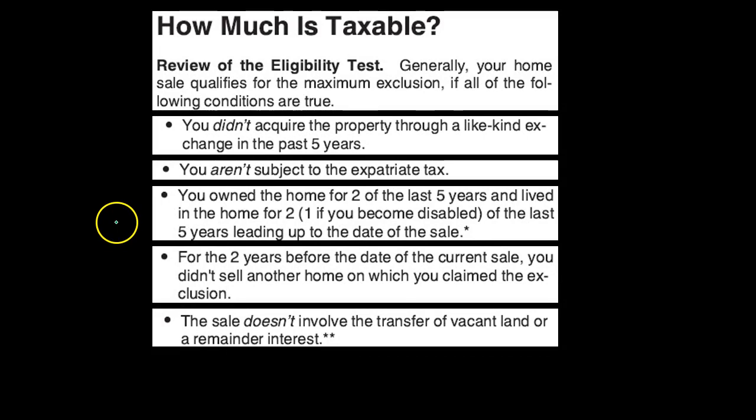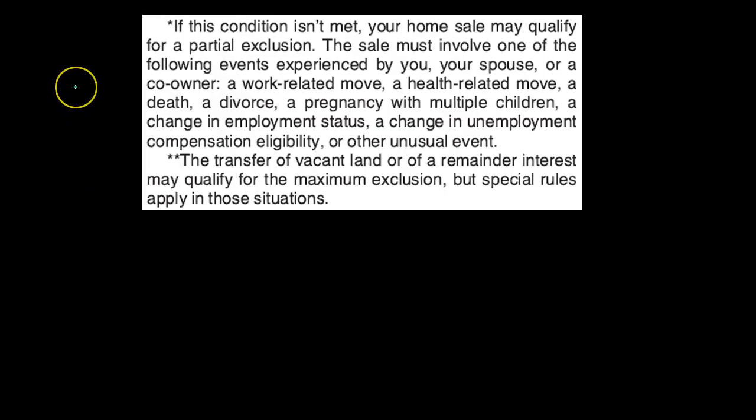Next, we'll take a look at some detail related to this item and then related to this item. So first, detail related to you owned the home for 2 of the last 5 years and lived in the home for 2 (1 if you became disabled) of the last 5 years leading up to the date of sale. If this condition isn't met, your home may qualify for a partial exclusion.